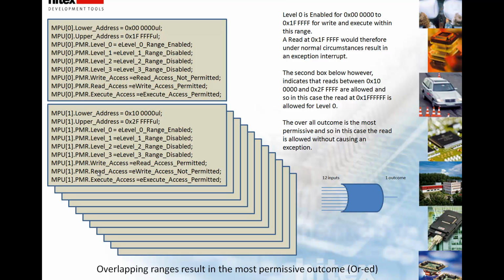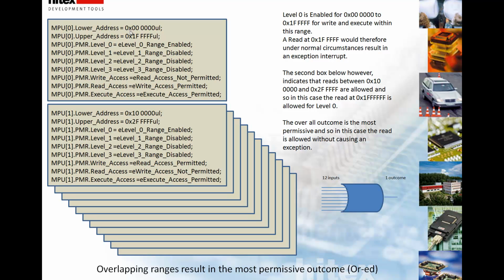The hardware in the MPU unit allows us to specify 12 completely independent ranges of memory which each have their own read access, write access and execute access permissions, which can be tied in with a level 0 protection range, level 1, level 2 or level 3. We can have intersecting ranges as well. So as shown in this foil, we have two ranges.